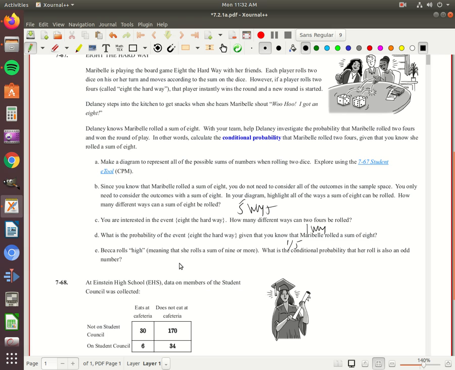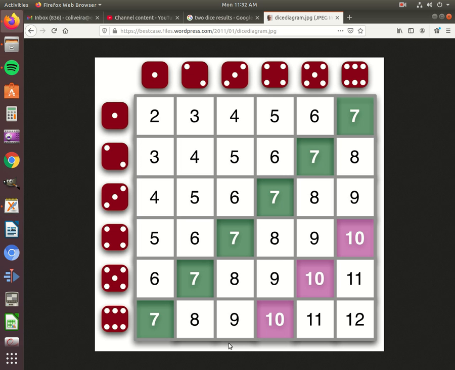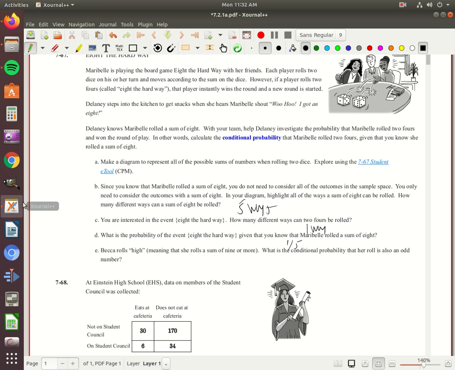It says Becca rolls high, meaning she rolls a sum of 9 or more. What's the conditional probability that a roll is also an odd number? So again, we only care about the 9s, 10s, 11s, and 12s. She rolled high. We don't care about the 2 through 8. So how many of these? There's 1, 2, 3, 4, 5, 6, 7, 8, 9, 10 ways. And 6 of them are odd. So we would say there's a 6 in 10 chance of that conditional probability. All right, let me set up the rest of this video.